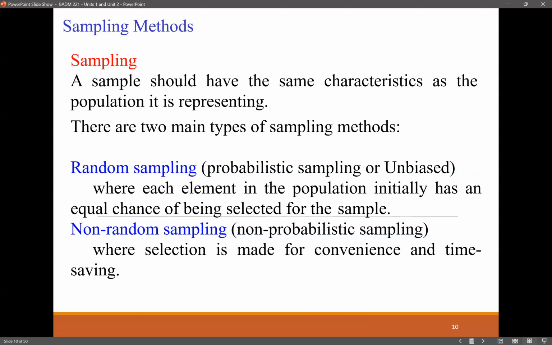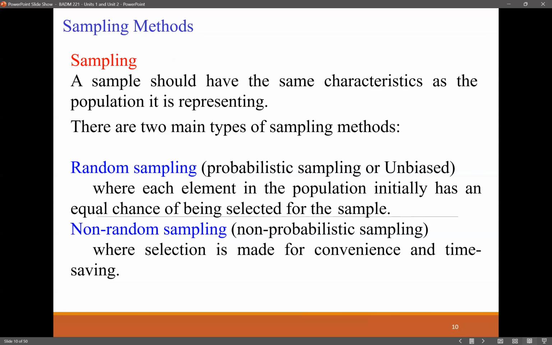So you have, for example, 200 numbers in a population, and you want to create a sample of 10 numbers. Each of these 200 numbers has an equal chance of getting selected. Then it is called random sampling.